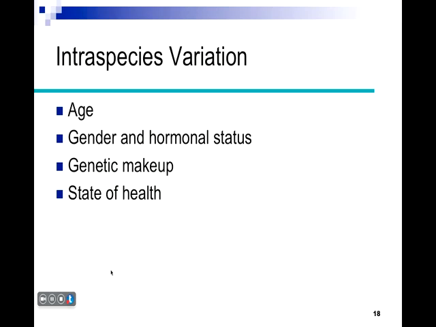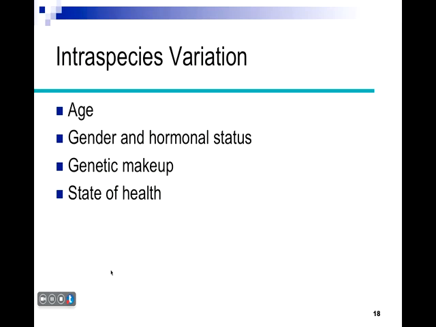The same with lifestyle influences. If you have two people that are smokers, one person may develop disease and one person won't. Well, why is that? Well, there's a lot of reasons why you'll see interspecies variation. Age. So older workers may be more susceptible to the effects of some chemical than younger workers. Gender and hormonal status. Men and women may respond differently to different chemical exposures. Genetic makeup.